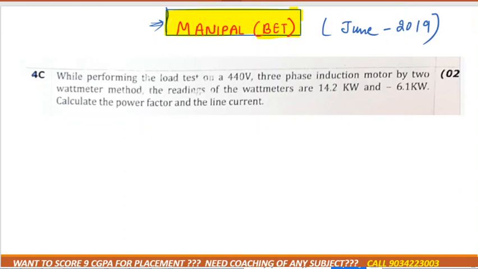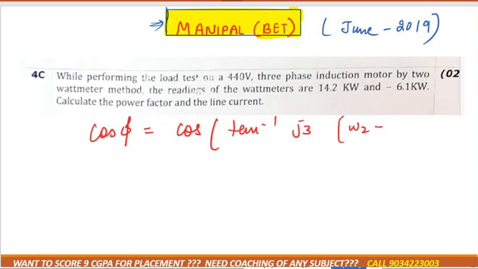See, in this question, we can directly put the formula. But what is W1 and W2? Cos phi they have asked. Cos phi is how much? Cos of tan inverse of W2 minus W1 divided by W2 plus W1.